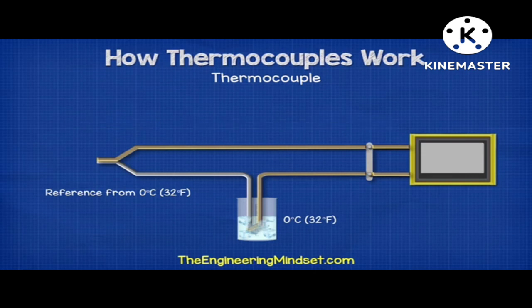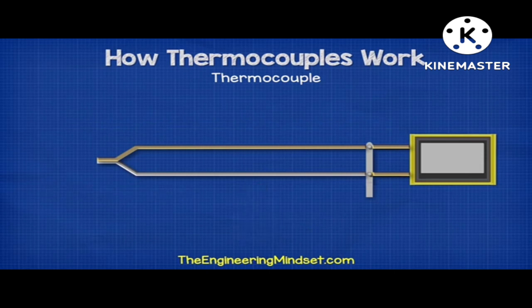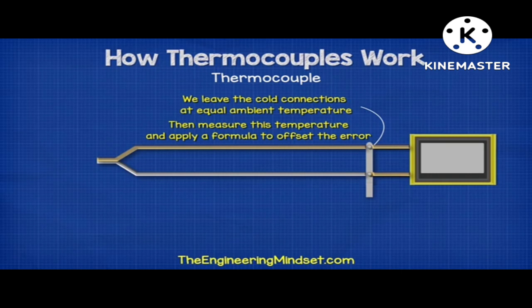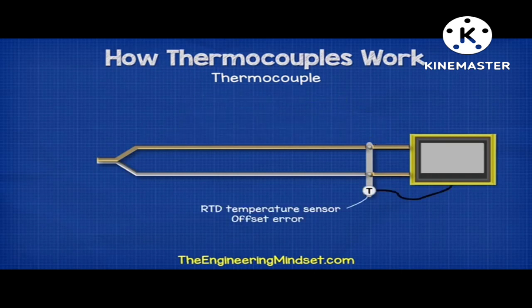So instead, to improve the accuracy, we leave the cold connections at equal ambient temperatures, and then we compensate for the difference by measuring the temperature of the connection and applying a formula to offset the error. To measure the temperature of the connection, we often use an RTD temperature sensor, which we'll look at next.